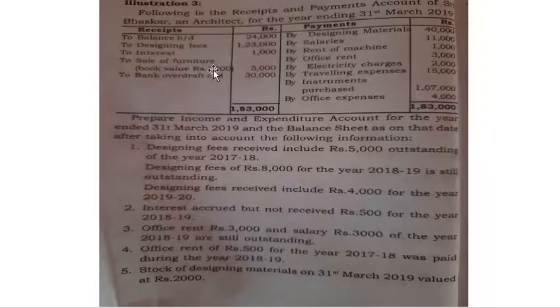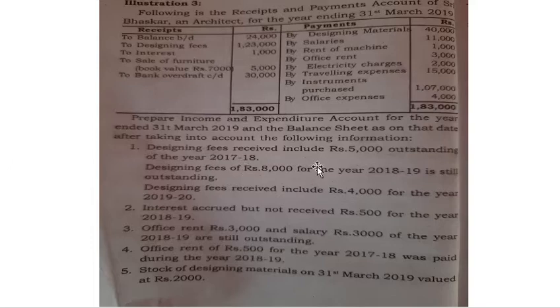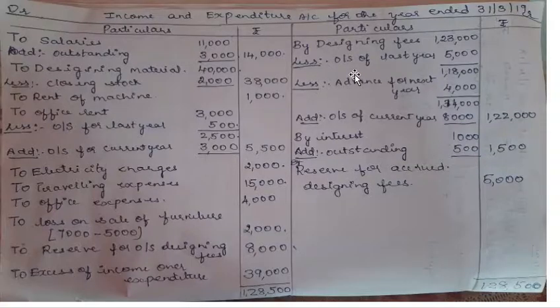Okay, next come to the income side of the problem, that is designing fees. Now designing fees is 1,23,000, that we have as income here. If there is any last year's outstanding you have to deduct, and if there is any current year's outstanding you have to add. If there is any advance received, that you have to deduct. So here in the problem adjustment 1, last year's outstanding we have to deduct from designing fees, less outstanding of last year 5,000.